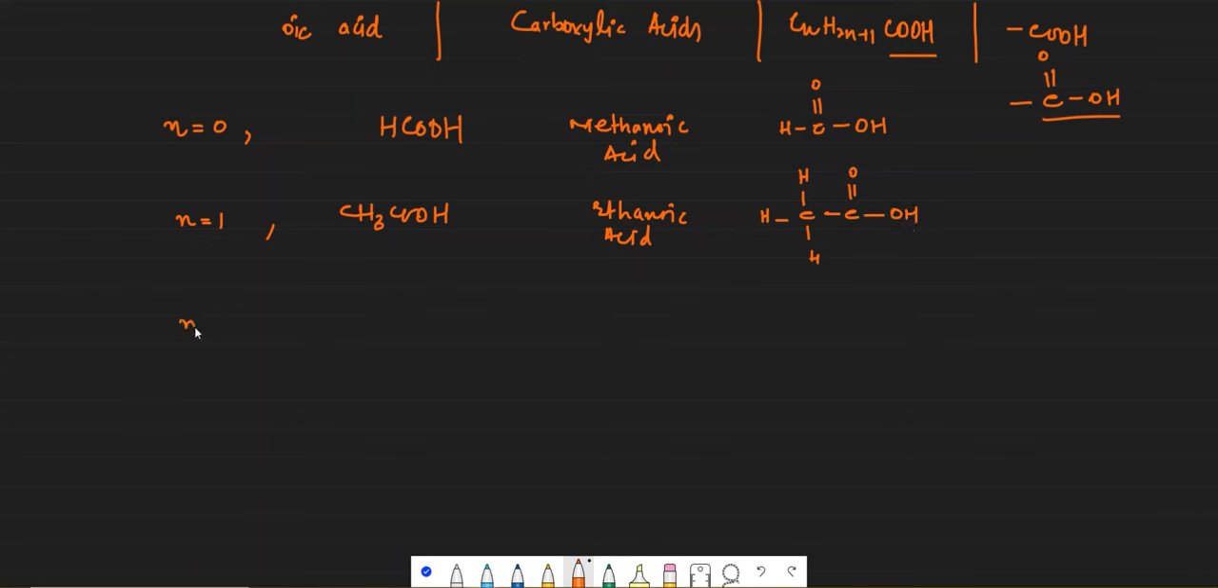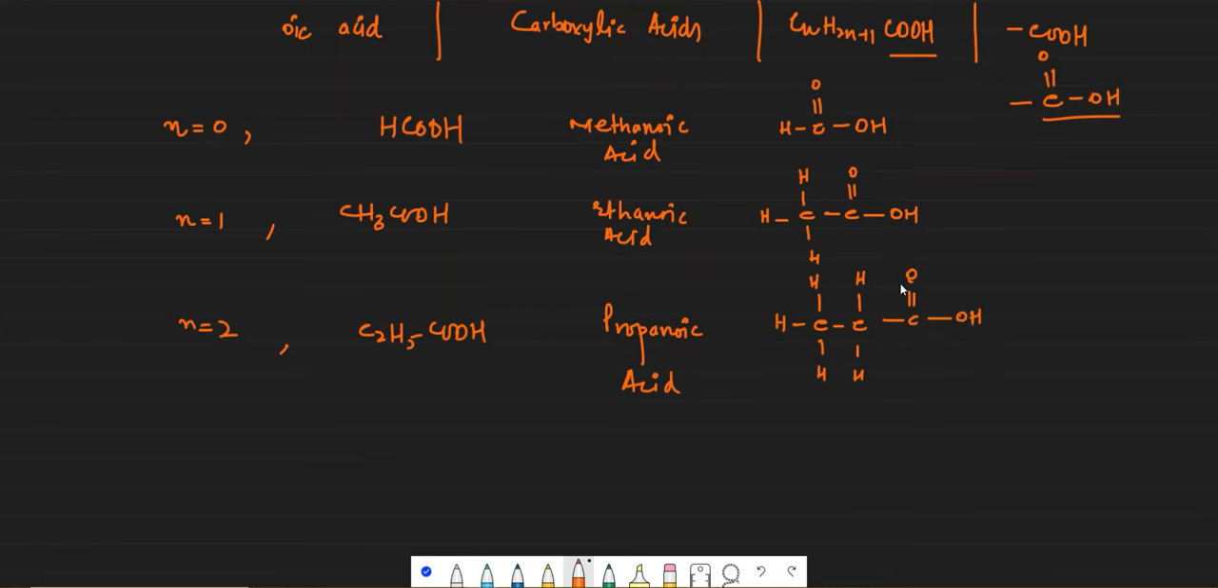Now if n is equal to 2, then it would be C2H5COOH, and the name would be propanoic acid, and the structure would be C with H's, then C, then C double bond O, H. So this would be propanoic acid. If you see, it is lagging by 1. It will always lag by 1.